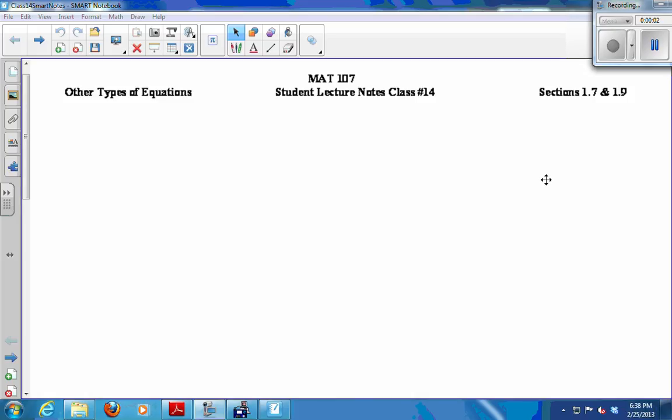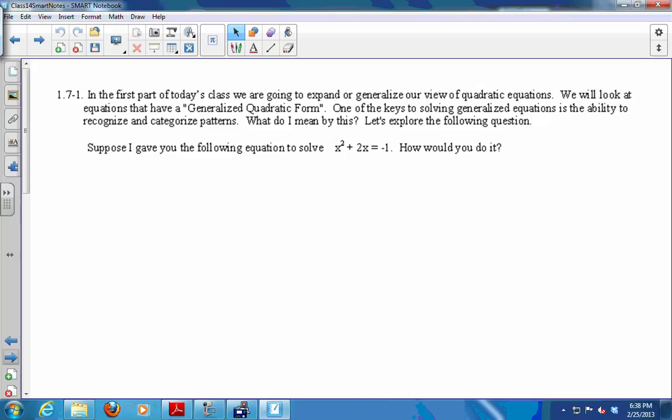So we've learned how to solve several kinds of equations so far this semester. We've got linear, we've got quadratic, we've got fractional, we've got rational exponents. So we're going to learn a couple new types this class. And if we don't finish tonight, we'll finish them up Wednesday. So we're going to expand or generalize our view of quadratic equations first.